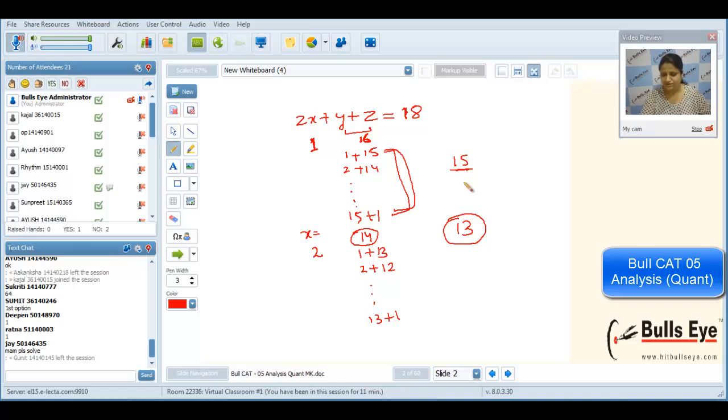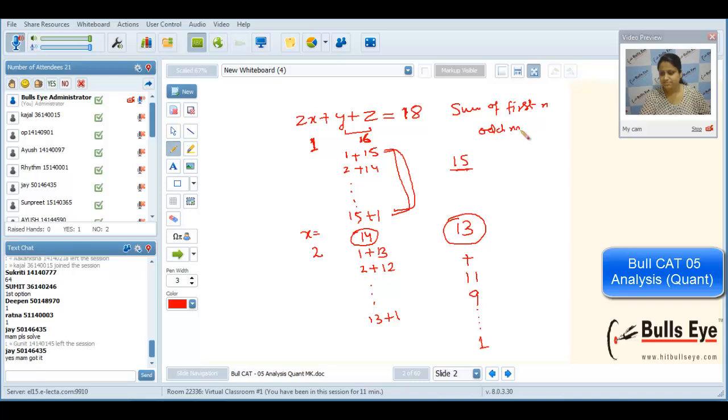Now see, this is 15, 13, and now we can generalize it. The next will be 11, then 9, so on up to 1. That is nothing but the first 8 odd numbers. What is the sum of first n odd numbers? It is n square. So it will be 8 square. 64 is the answer in this case. Yes, Jay. Okay.